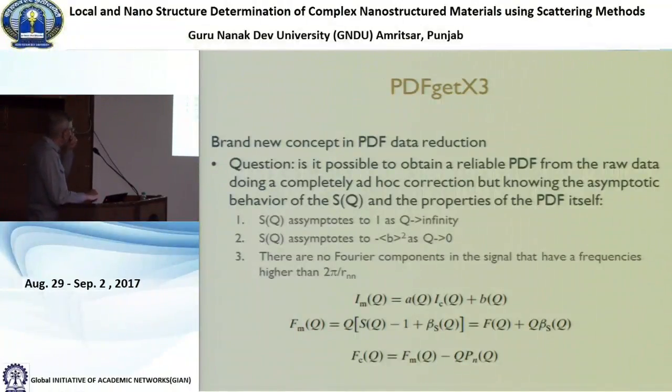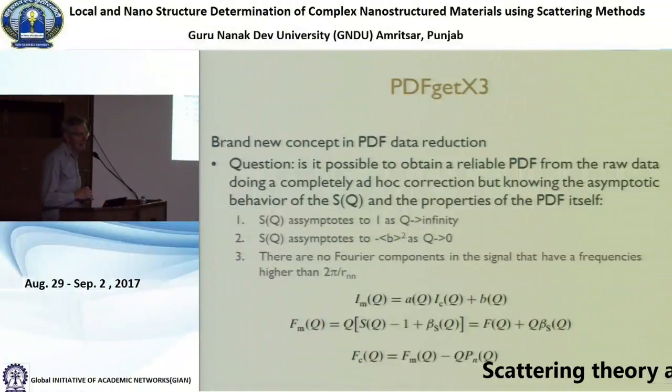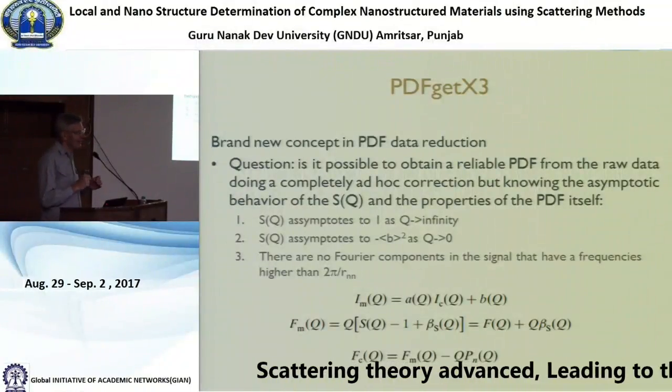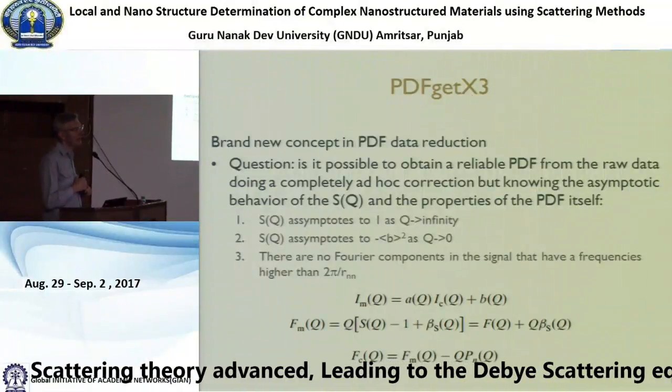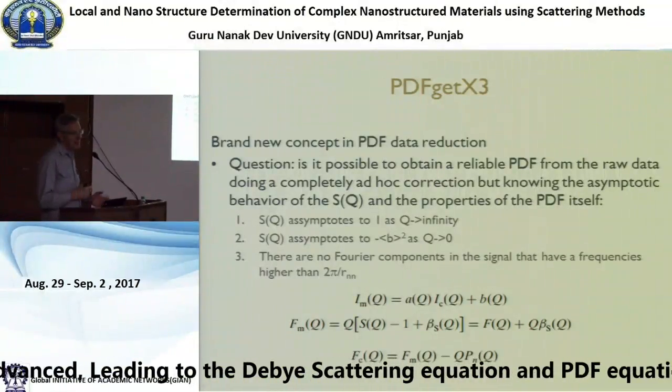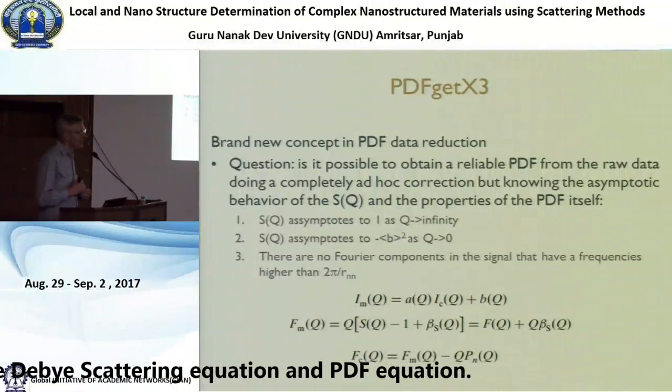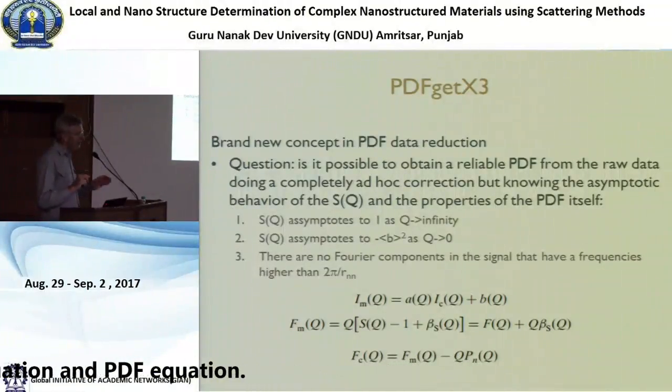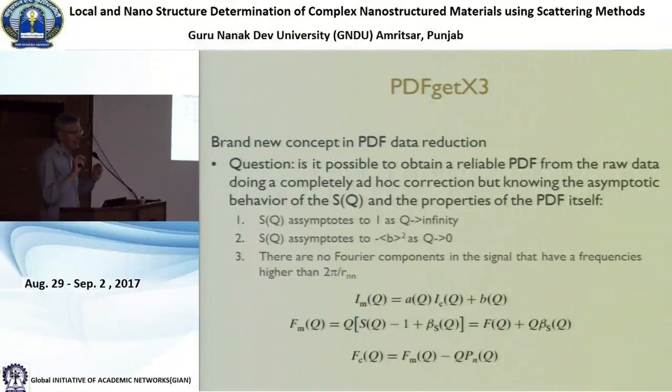So what we said is, when we used PDFgetX2, we had this secret button inside the program that we didn't tell users about, which did an optimization. There's a few parameters inside PDFgetX2, such as the density of the sample and the absorption correction. And when you use PDFgetX2, you have to adjust the values of different things in the program until you get the right normalization, because we don't know the density correctly. So we had this secret button where the program would automatically find the right normalization by tweaking these numbers a bit.